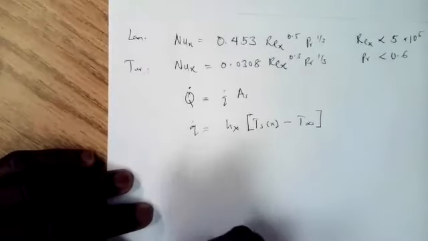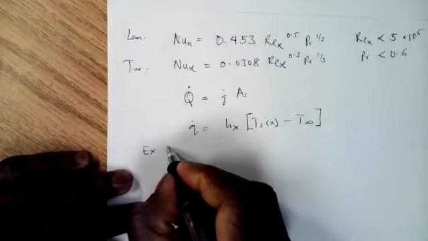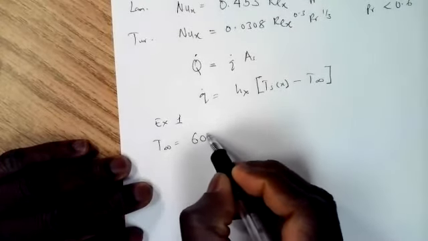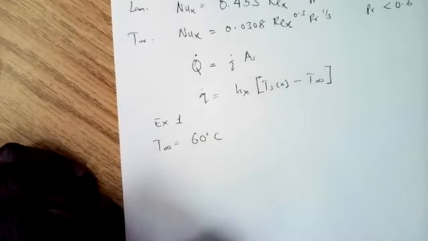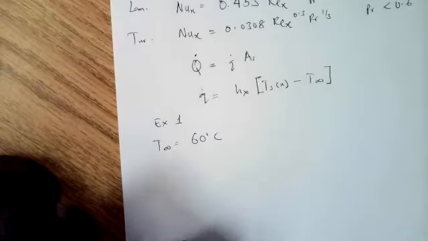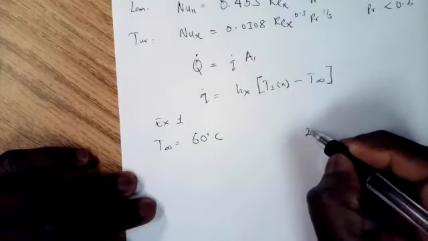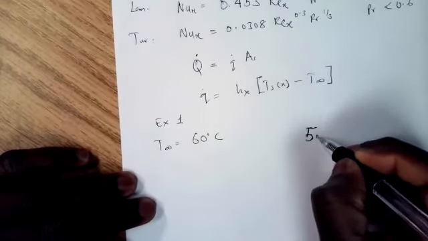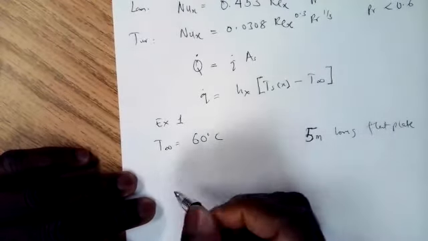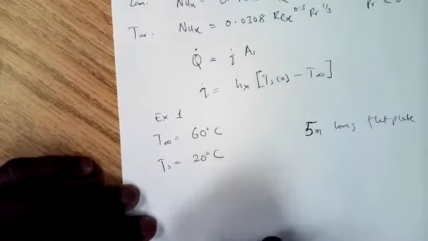So the example says, example one: engine oil at T infinity equals 60 degrees Celsius flows over a 5 meter long flat plate with Ts equal to 20 degrees Celsius. So we have a 5 meter long flat plate, and we have Ts equal to 20 degrees Celsius.